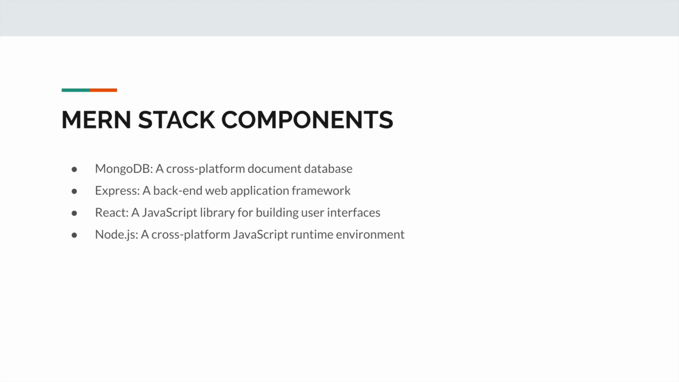Lastly, Node.js. Node.js was initially built for Google Chrome and later open sourced by Google in 2008. It is built on Chrome's V8 JavaScript engine. It's designed to build scalable network applications and can execute JavaScript code outside of a browser.